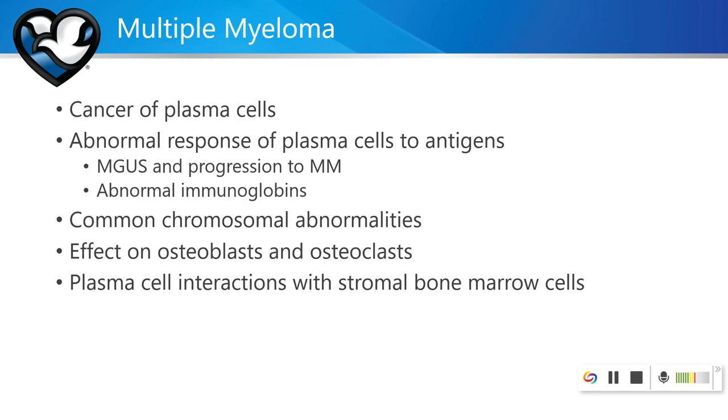The abnormal plasma cells also overproduce abnormal immunoglobulins, and the most common type produced is IgG. The most common chromosomal abnormalities are translocations. Deletions and chromosomal number alterations also cause malignant myeloma.